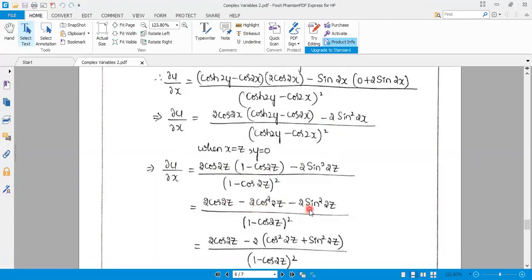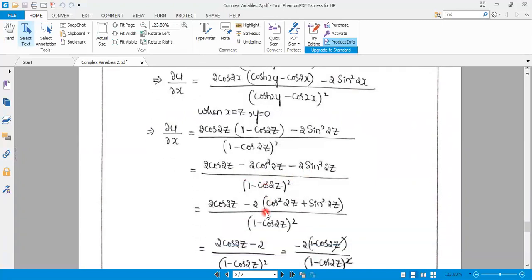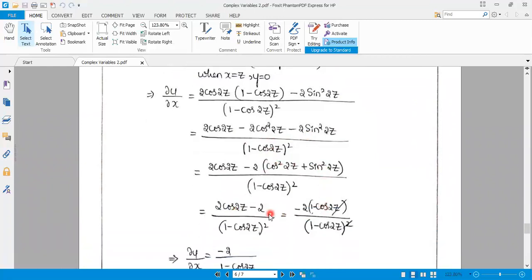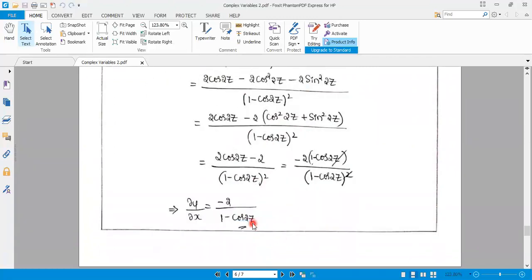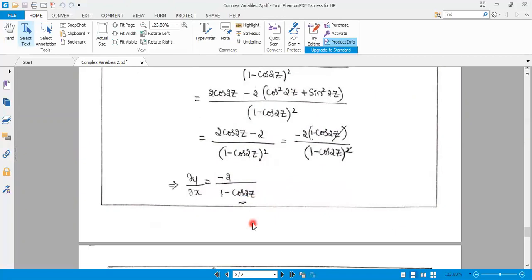Now when you multiply 2 cos 2z inside, this will be 2 cos 2z minus 2 times cos square 2z minus 2 times sine square 2z, where you can take minus 2 common. After taking minus 2 common, this you can write as 1, since cos square plus sine square is 1. So you get minus 2 here. So taking 2 common outside, and the minus also outside, it will be 1 minus cos 2z. We can cancel with the denominator. So this will be minus 2 by 1 minus cos 2z.